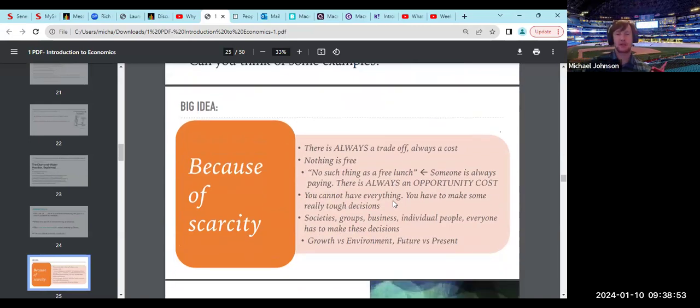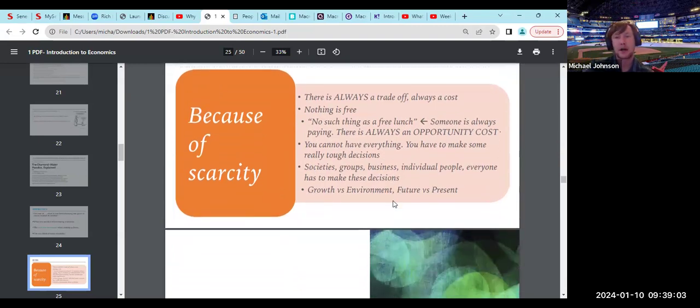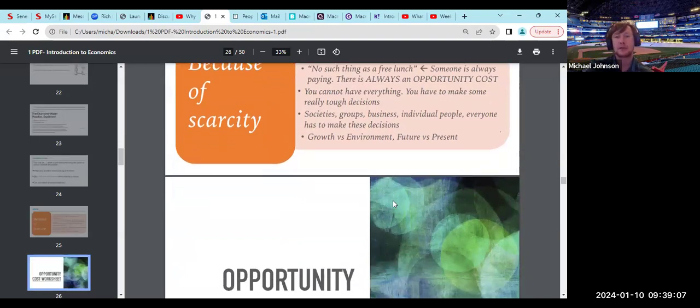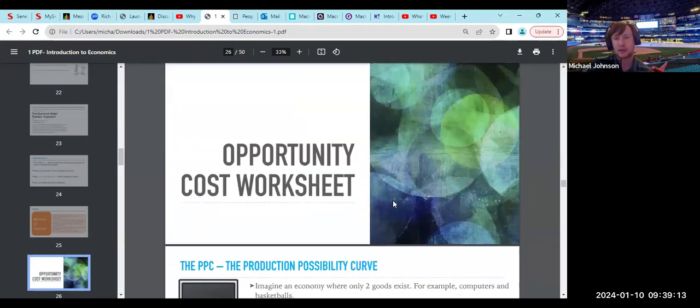It's a big idea because of scarcity. There's always a trade-off, always a cost. Nothing is free. No such thing as a free lunch. Someone is always paying. There's always an opportunity cost. You cannot have everything. You have to make some really tough decisions. Societies, groups, businesses, individual people, everyone has to make decisions: growth versus environment, future versus present.